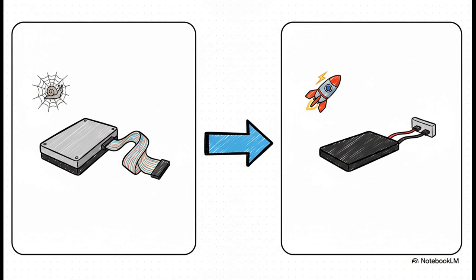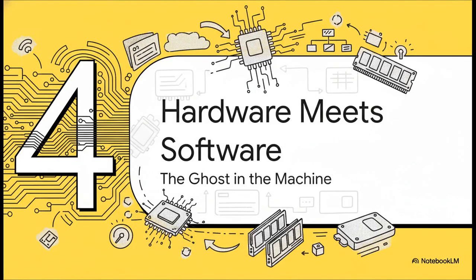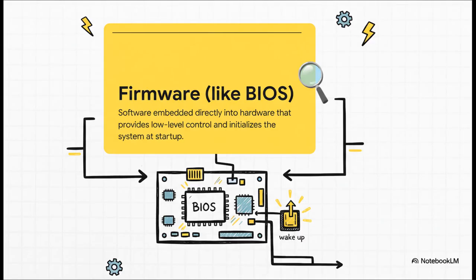Okay, so we've got all this amazing hardware laid out. But you know what? By itself, it's just a really expensive paperweight. A collection of silicon and plastic. To make it do anything, we need the ghost in the machine. We need software. The absolute first, most basic layer of software is called firmware.